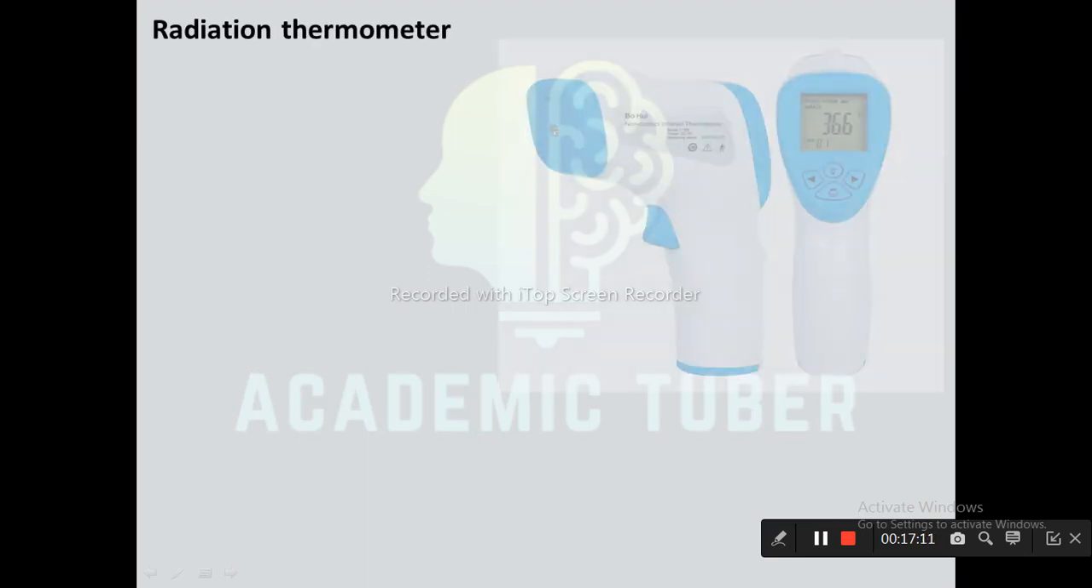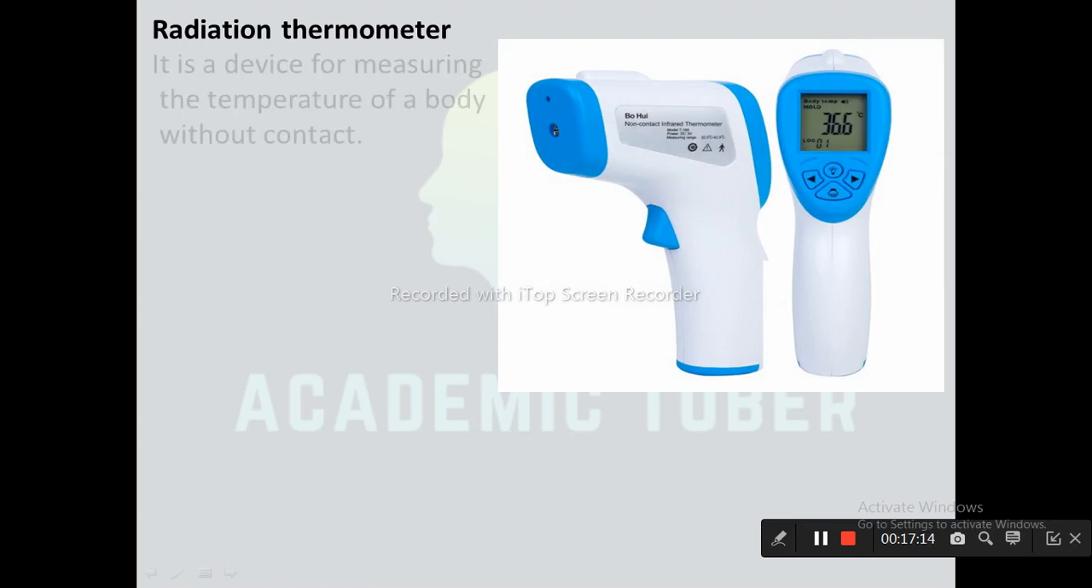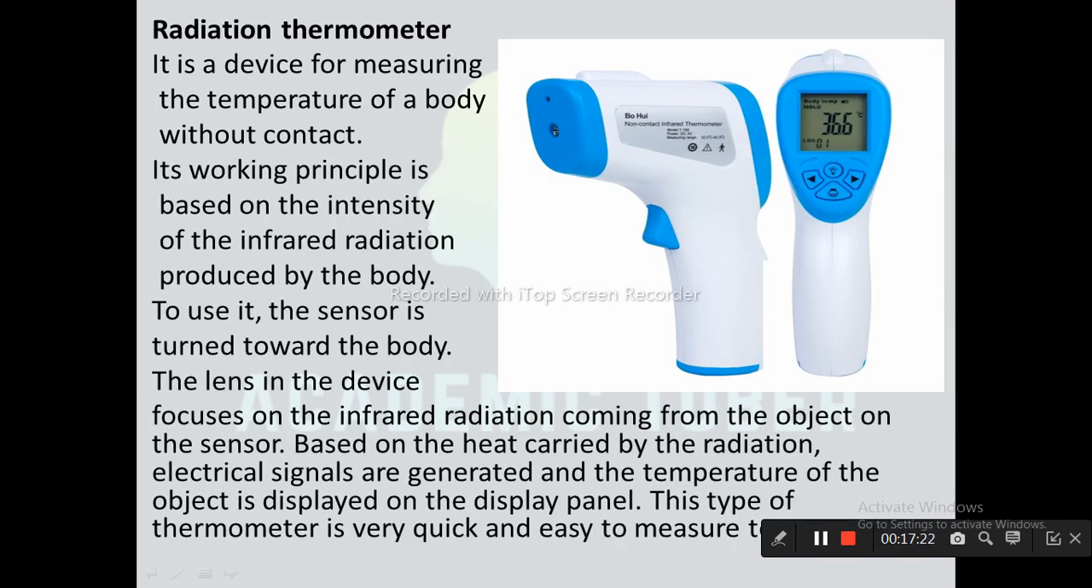Third one is a radiation thermometer. It is a device for measuring the temperature of a body without contact. Its working principle is based on the intensity of the infrared radiation produced by the body. To use it, the sensor is turned towards the body. The lens in the device focuses on the infrared radiation coming from the object on the sensor. Based on the heat carried by the radiation, electric signals are generated and the temperature of the object is displayed on the display panel. This type of thermometer is very quick and easy to measure temperature.